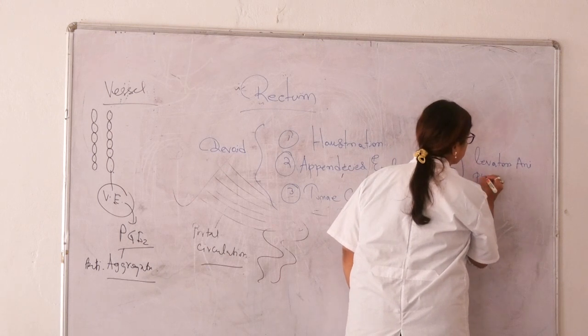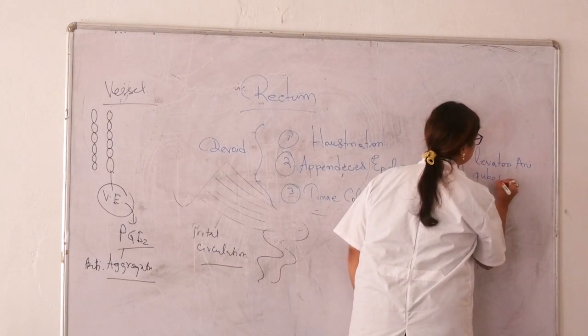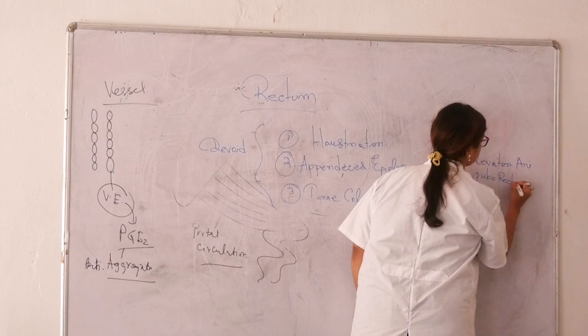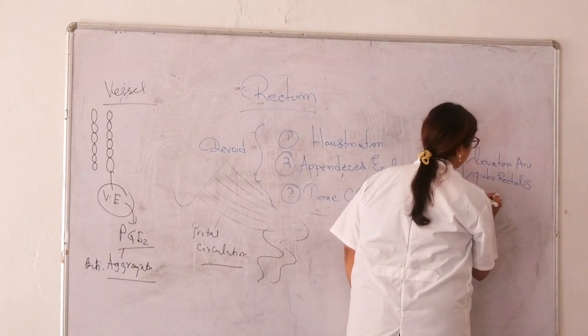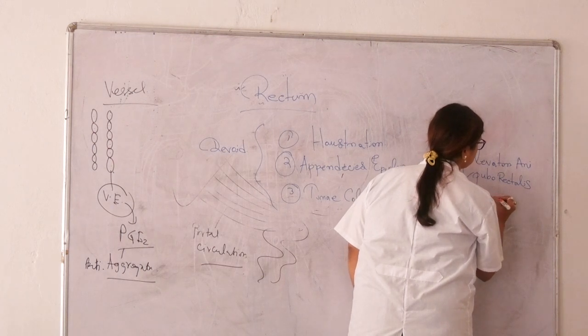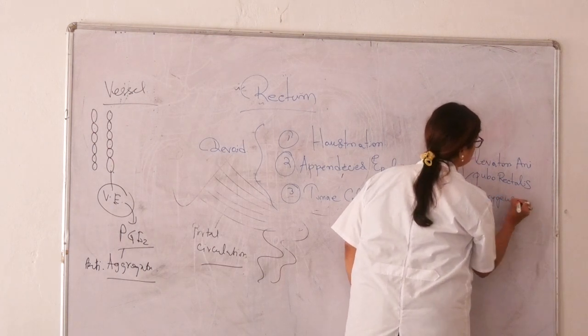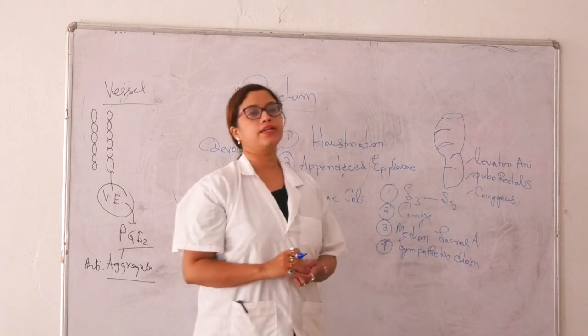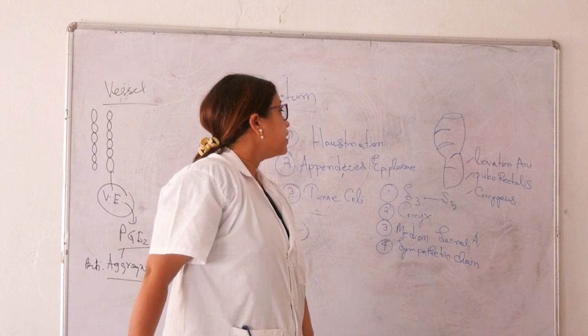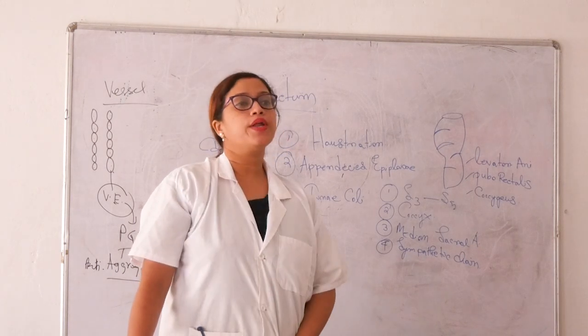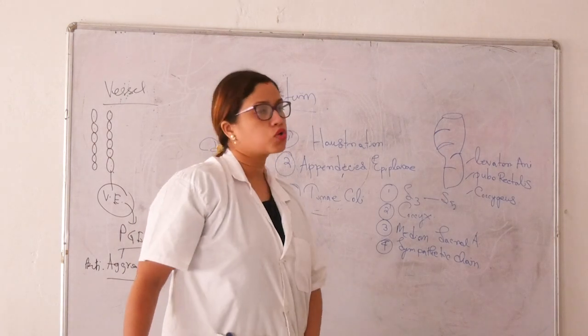Then the next muscle is puborectalis. Okay, and the third one is coccygeus. So these are the three muscles. Number one is levator ani, then the second one is puborectalis, and the third one is coccygeus.